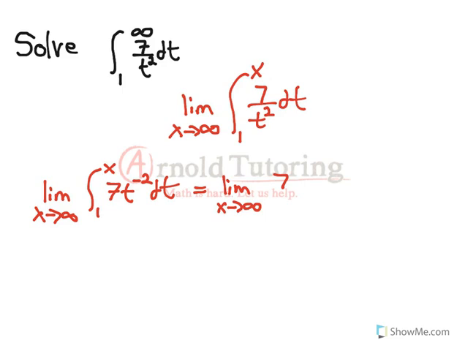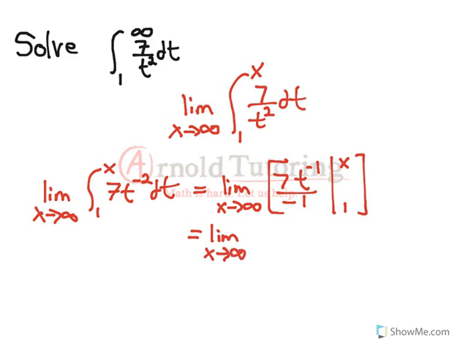of 7t to the negative 1, because that's 1 higher than negative 2, divided by negative 1. And we're going to evaluate this from t equals 1 to t equals x. Plug in the x and then plug in the 1. And we get 7x to the negative 1, so it's negative 7 over x by plugging in the x, minus negative 7 over 1. So minus negative 7.